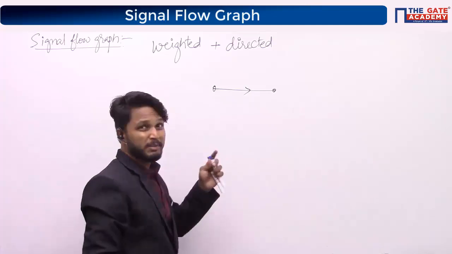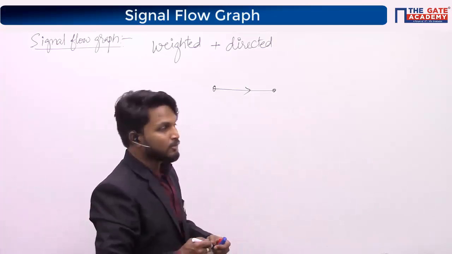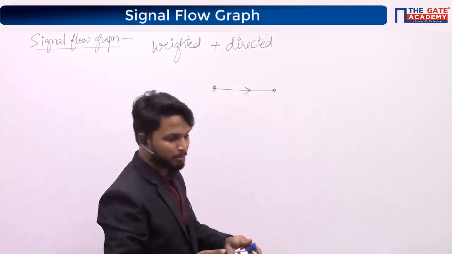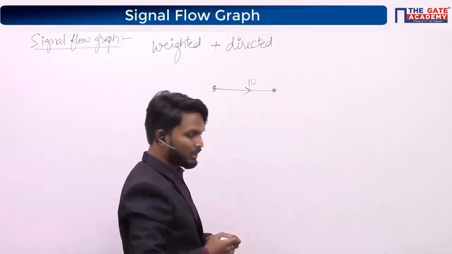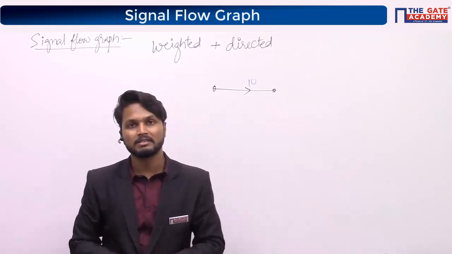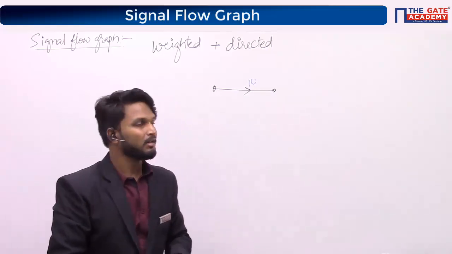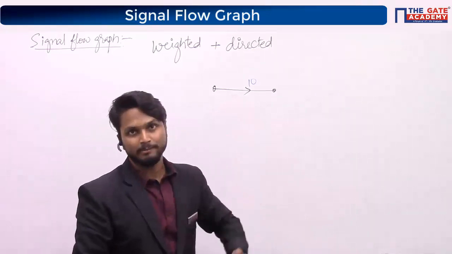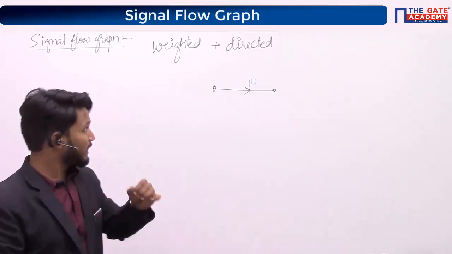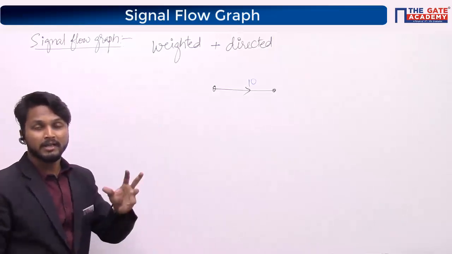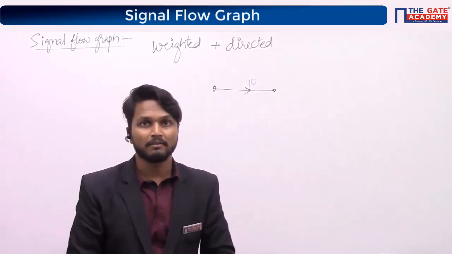As well as it has specific weightage. So if I say the gain of this particular path is 10, then its weightage is 10, right? It has a weightage of 10. So that is what is called a weighted and directed graph.